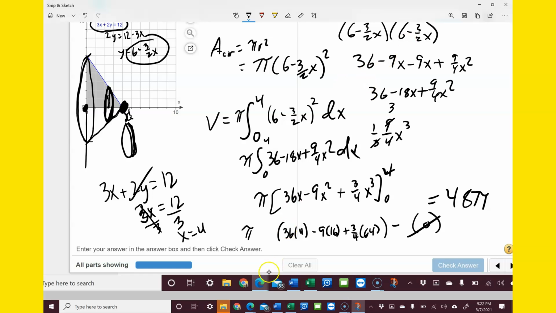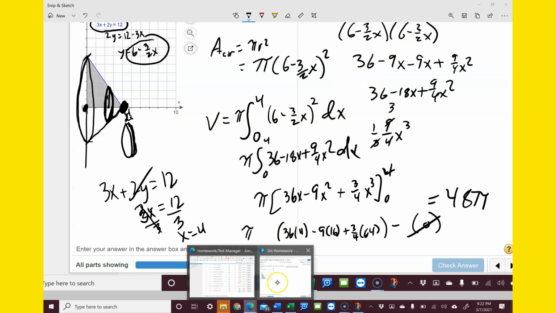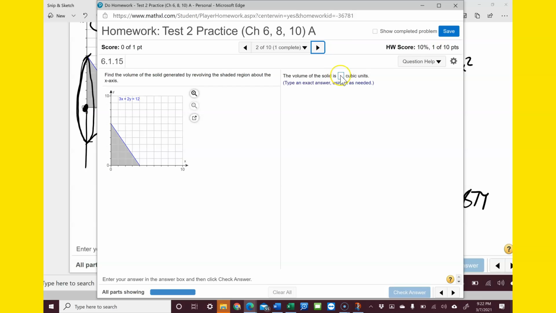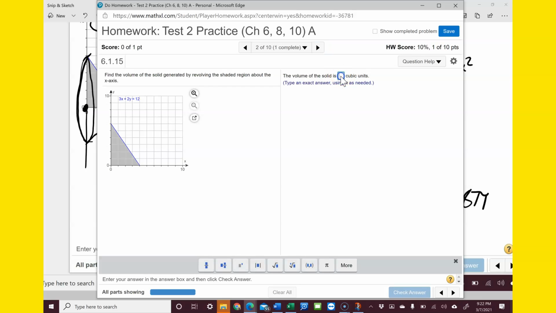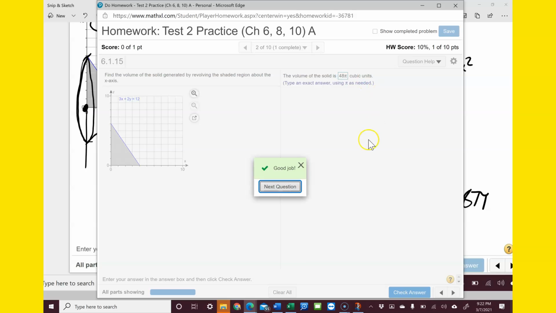Let me type it in and make sure that is correct. 48 pi. Come on, baby. Yes, sir. All right, green check mark. Next question.